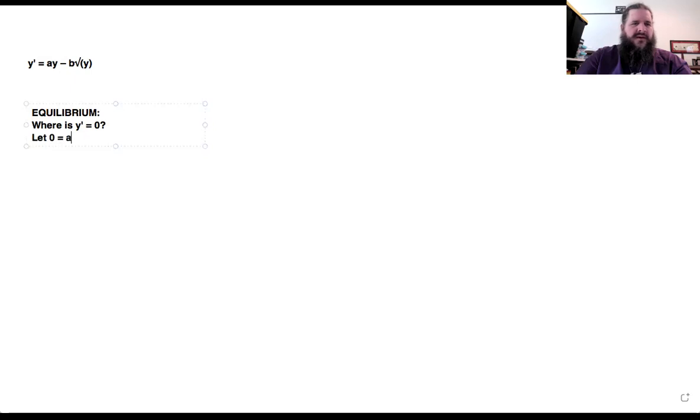So let 0 equal ay minus b square root of y. And how would you solve that for y? Divide by root y on both sides? Maybe. The problem is if you're dividing by root y, what are you assuming about root y? Oh, that it's greater than 0? Yeah, or at least that it's not 0. So you got to be careful about that.